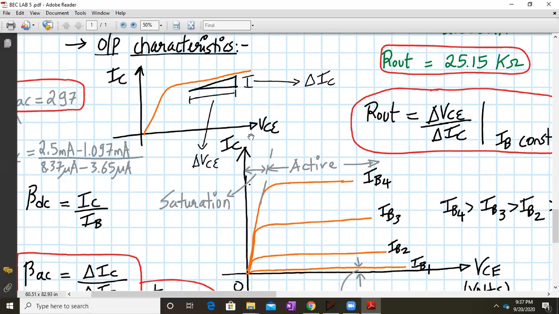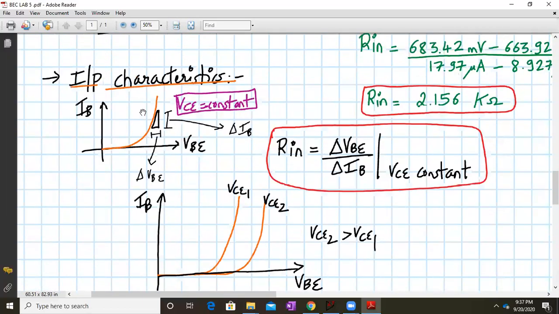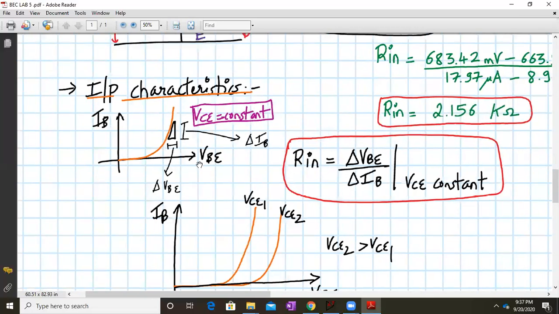Now let us quickly go into LT Spice. This input characteristics will tell you the input impedance of your BJT. You can calculate it like this. Here you concentrate: Rin can be evaluated as delta VB upon delta IB at a constant value of VC. Basically you take two points for VB and two points for a particular value of IB, and when you divide the change in VB by the change in IB, that gives you Rin.